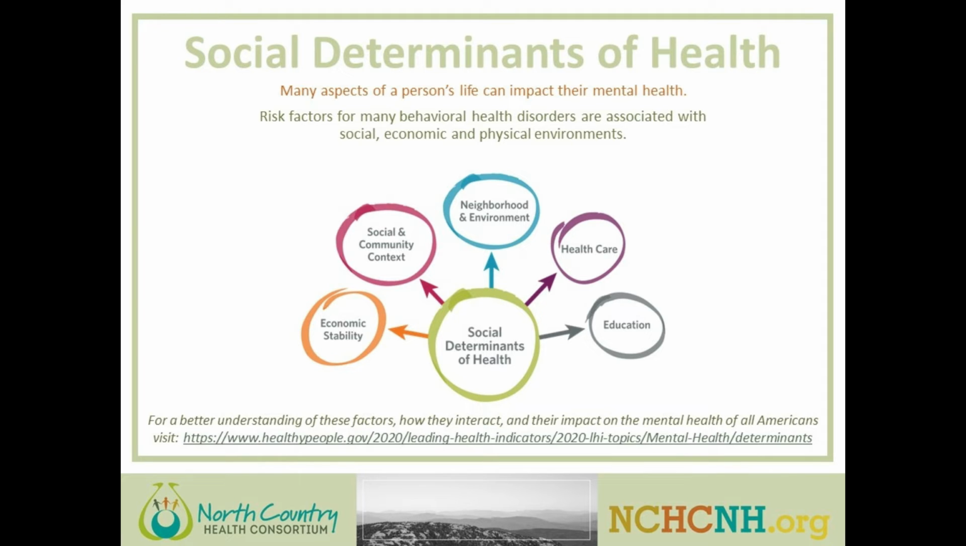Social context, including relationships with family and friends, community dynamics, levels of social support, employment opportunities, and work and school environments, can influence mental health risk and outcomes, both positively and negatively.